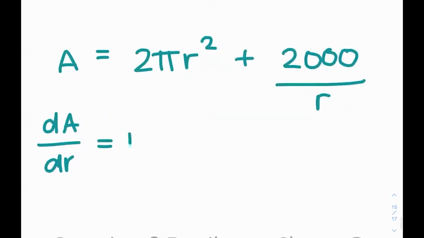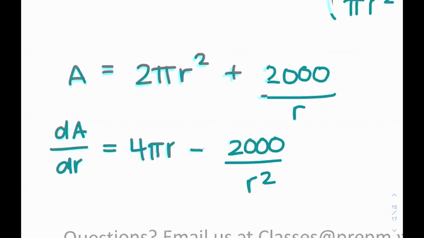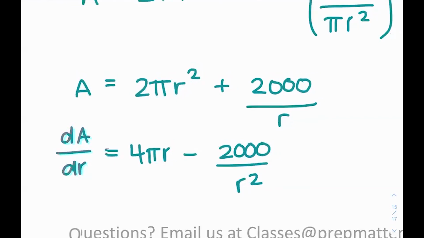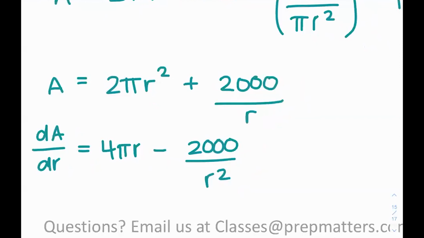When we do that, we're going to get 4 pi r minus 2000 over r squared. If it makes it easier to think through this part right here, instead of writing it as a quotient, you can write it with a negative exponent like this. I tend to do that for quick differentiation. Up to you, up to what you're comfortable with.